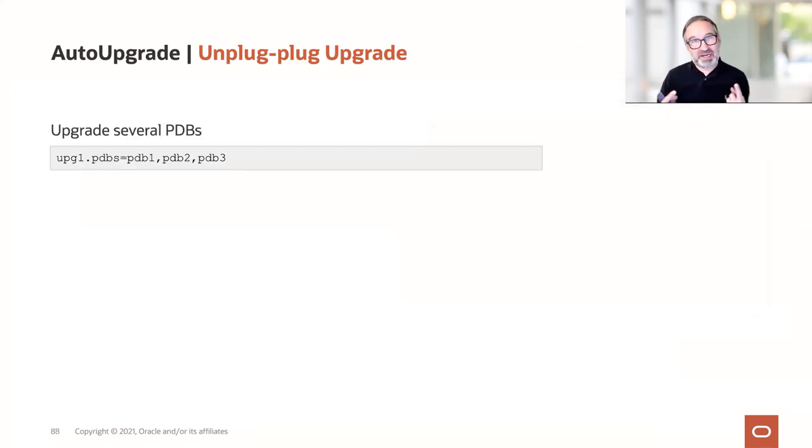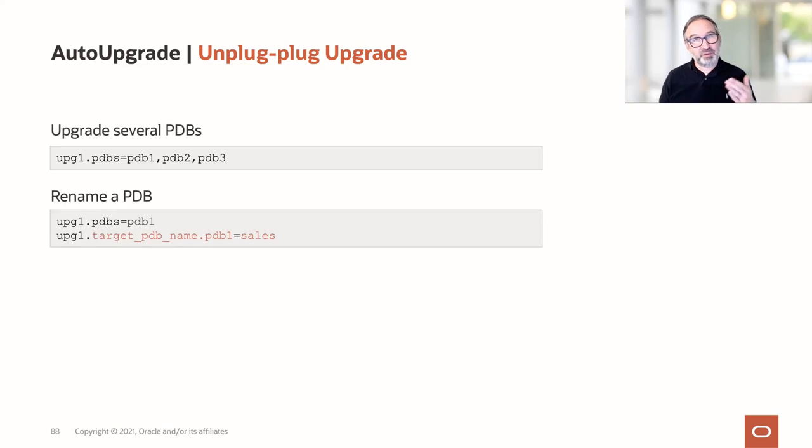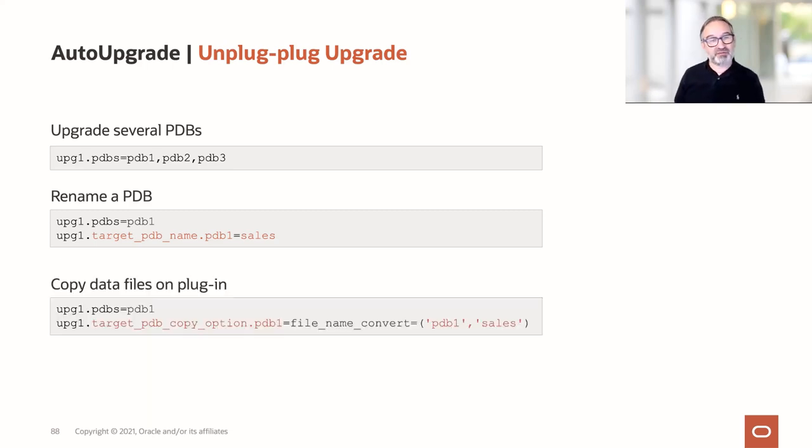So, recap. More than one PDB? Of course we can do that. Simple comma separated list. Rename the PDB. It was called PDB1 when you started. Now you want a more meaningful name. No problem. Target PDB name. And now .PDB1. So name from before, PDB1. New name, sales.